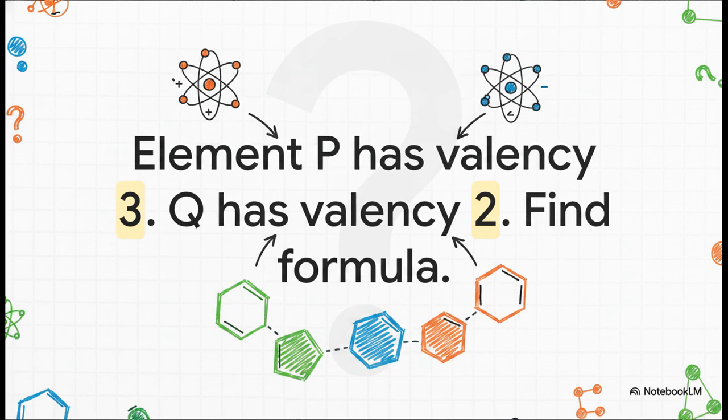Okay, let's push it just a little bit further with one final quick quiz. What happens if neither element has a valency of 1? Let's see. Element P has a valency of 3. Element Q has a valency of 2. What's their compound formula going to be? Take a quick moment to work that out in your head.